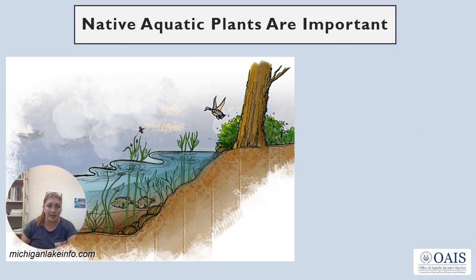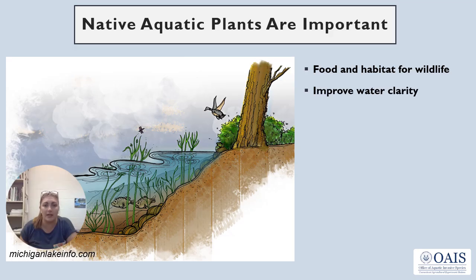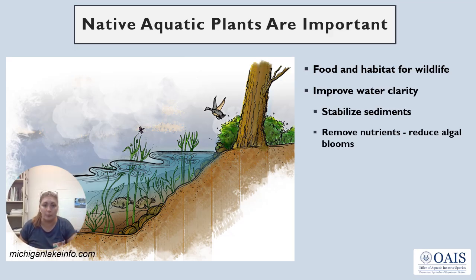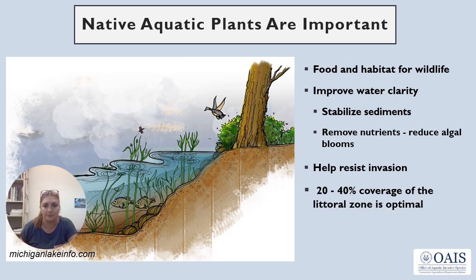But also native aquatic plants are important. We can't just have swimming pools with no plants. So native plants provide food and habitat for wildlife. They improve water clarity. They stabilize the sediments, remove nutrients, which reduces algal blooms, and they also have been shown to help resist invasion. So if you have a lot of native plants, a lot of diversity, a lot of different species, it's been shown that the lake is more resistant to an invasive species coming in and establishing.